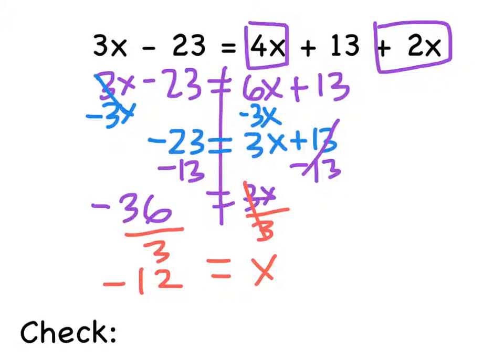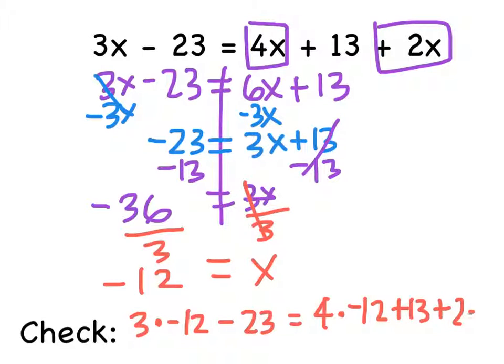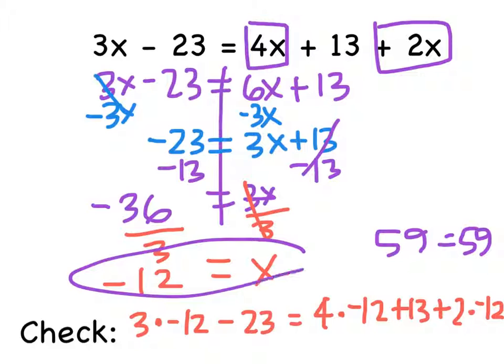Let's do the check. So 3 times negative 12 minus 23. We want to see, does that equal 4 times negative 12 plus 13 plus 2 times negative 12? Now I'm going to type this entire number sentence into my calculator. Be really careful. In front of the 12s, you should use the negative symbol, but like in front of the 23, for example, you should use the subtract. So be careful about that. For both, I get a total of 59 on both sides. So that lets me know that my final answer is correct.